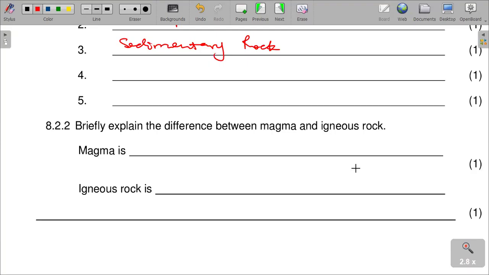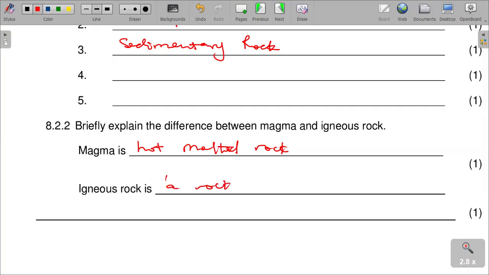Question 8.22. We can say that magma is melted rock, and then igneous rock is a rock that forms when magma cools down.